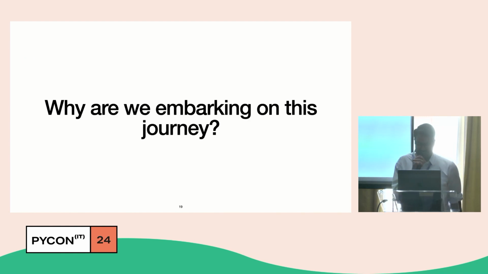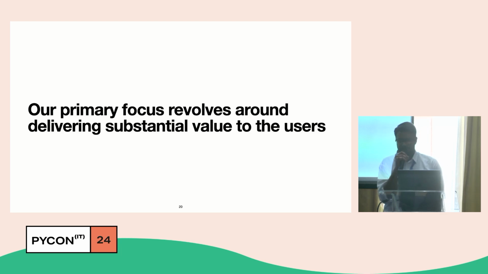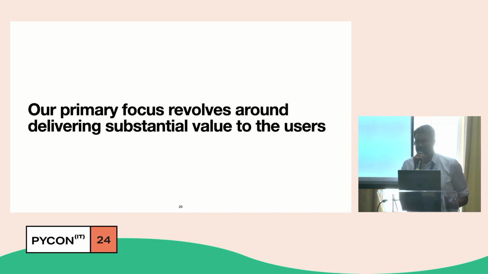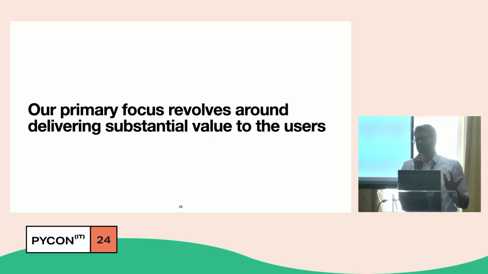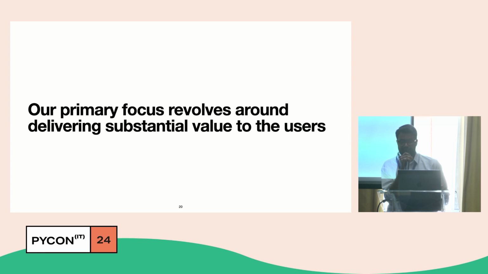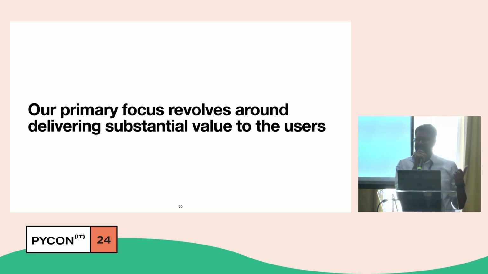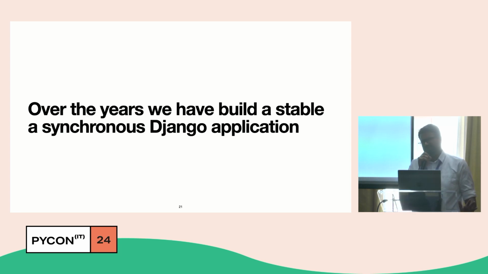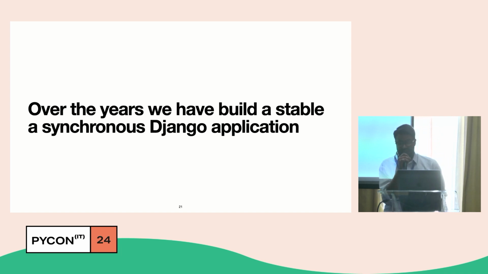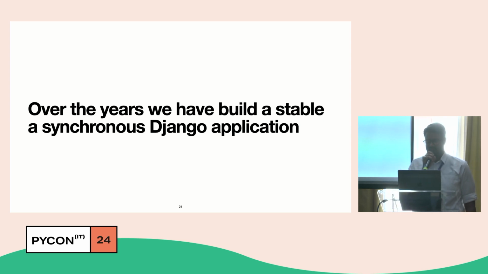Why are we embarking on this journey? I'm going to sound a little product over here, but our primary focus revolves around delivering substantial value. We select standard frameworks that have a good ecosystem, a good community behind them, are pretty stable, not just in production but also the framework itself, and have a decent upgrade history. And Django has been around for close to 20 years, has a solid ecosystem, has third-party libraries, is battle-tested, and is also robust.